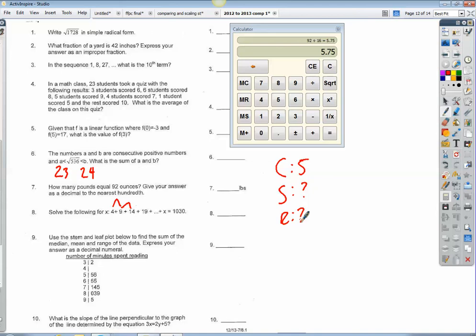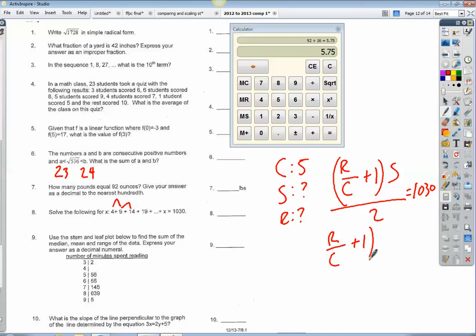So we know that the range divided by the counting number plus 1 times the sum divided by 2, we know this whole thing is equal to 1030. Now, I realize that most of you would just keep adding in the sequence until you got the right number, right? But if I'm looking at this, the next thing I would do is multiply everything by 2. So we have r over c plus 1 times the sum is equal to, oh sorry, I multiply everything by 2, so that's 2060. So what does that mean? Well, we know the counting number is 5.